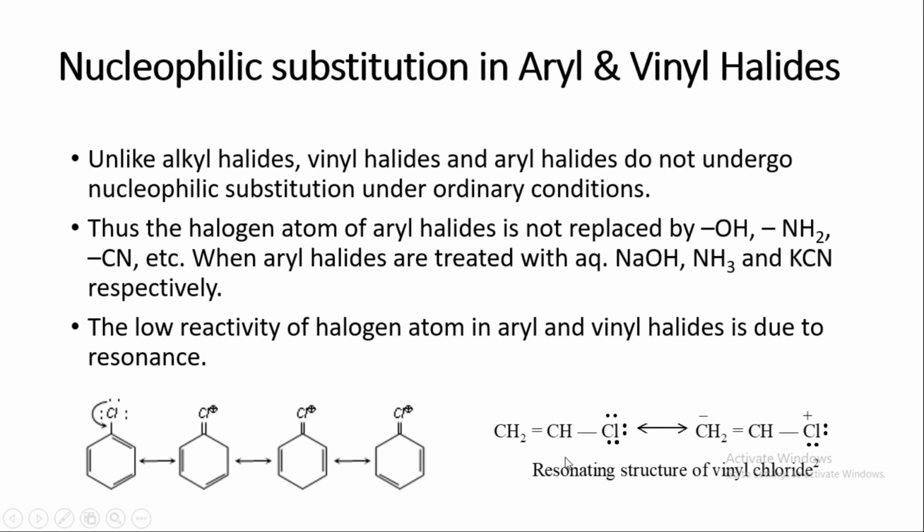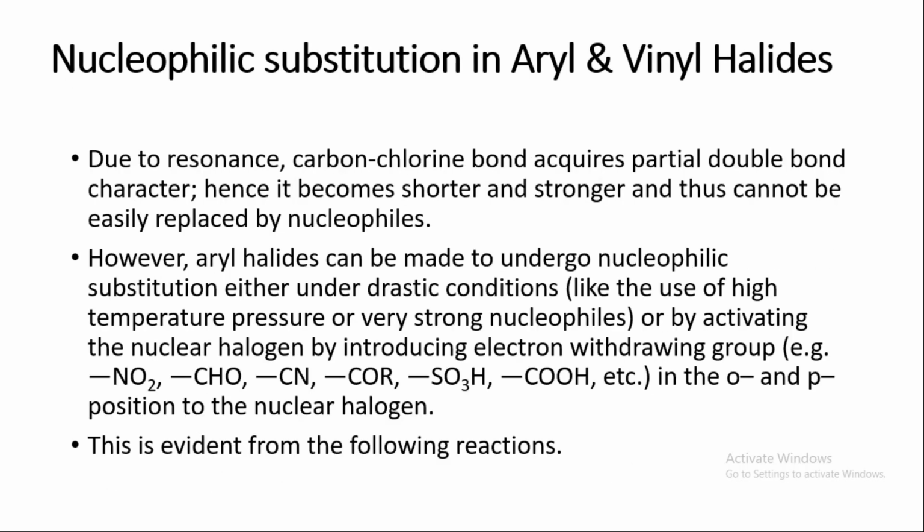In the same way, in vinyl halide, vinyl chloride, because of resonance they do not give substitution reaction very easily. So this type of question will come: why aromatic halides as well as vinyl halides do not give substitution reaction easily. The reason is their resonance. Due to resonance, the carbon-chlorine bond is partially a double bond. To break it we need extra energy. Substitution reaction is only done by a sigma bond, while here a partial double bond will require more energy. That's why substitution reaction is not so easy.